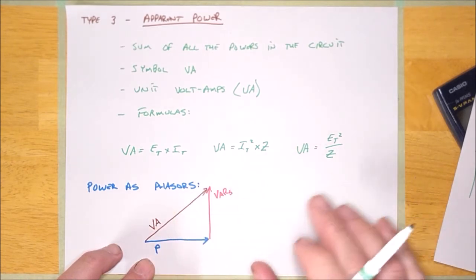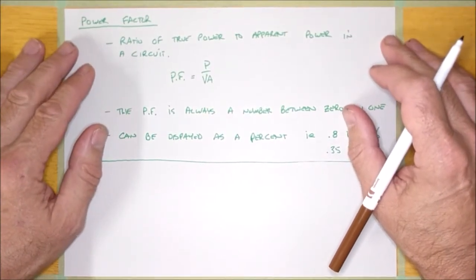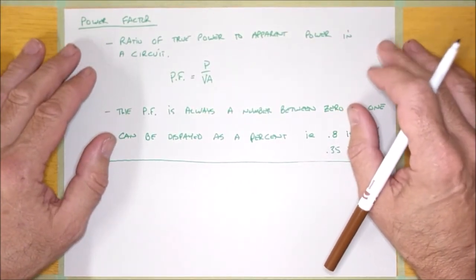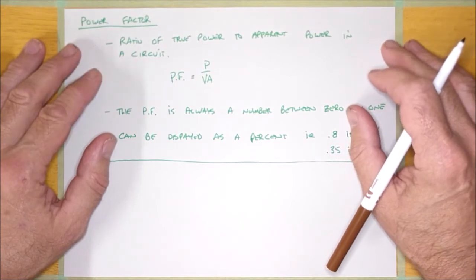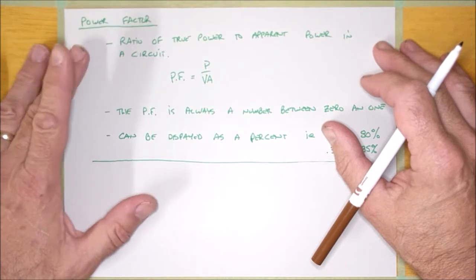Because this is always going to make a right angle triangle. We've been working on power, and we're going to try to figure out true power, apparent power, and reactive power in a couple of circuits in a minute. But before we do that, we need to talk about power factor, okay?